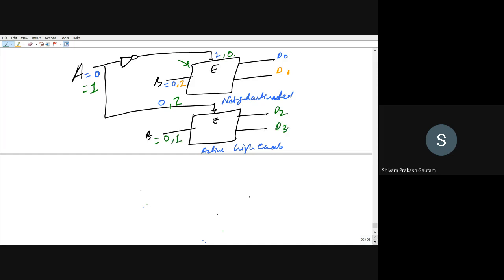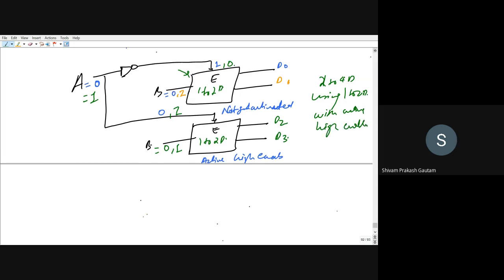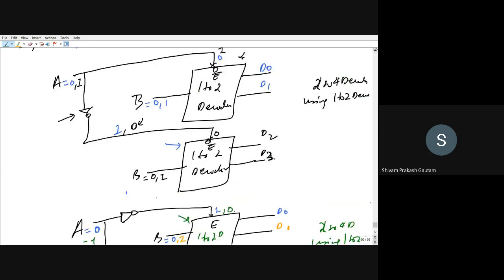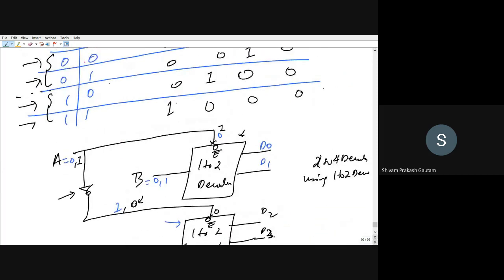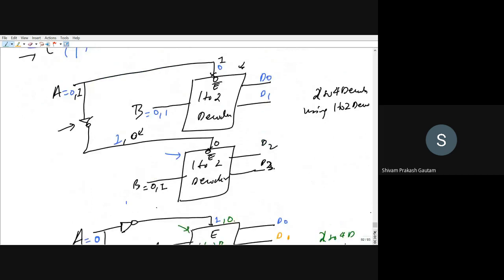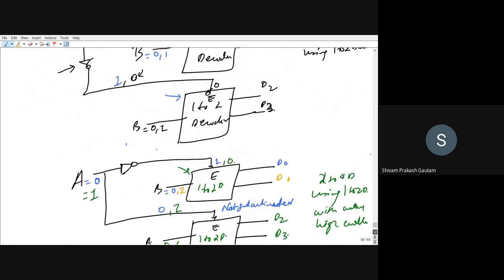So you can write here 1 to 2 decoder, 1 to 2 decoder. So again, we have drawn a 2 to 4 decoder using 1 to 2 decoders with active high enable. We have seen how you can make a 2 to 4 decoder using active high and active low with 1 to 2 decoders, right?